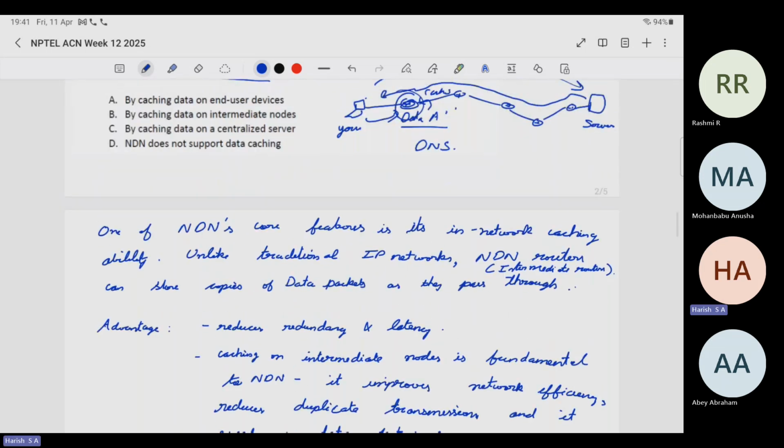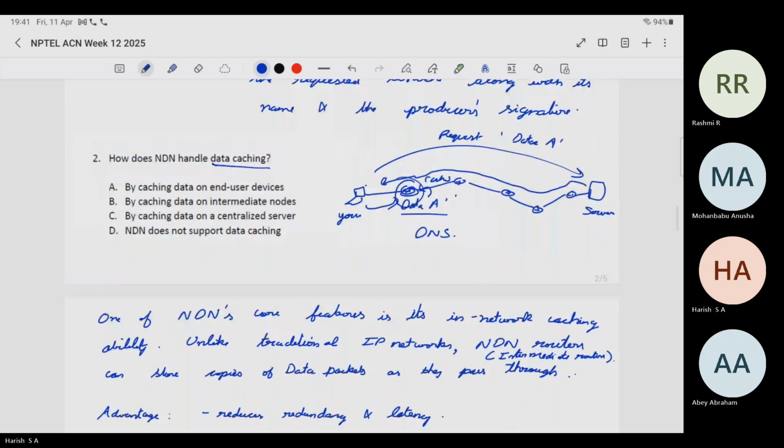Now let's go back to the question. How does NDN handle data caching? Again, a very straightforward answer. Caching data on end user devices, no, that's not the case. Caching data on intermediate nodes, yes, and these are nothing but intermediate routers. Caching data on a centralized server, nope. This is a centralized server, and this is also not where the data is cached, because that's the origination of the data. NDN does not support data caching, no, absolutely not. So the answer is B.